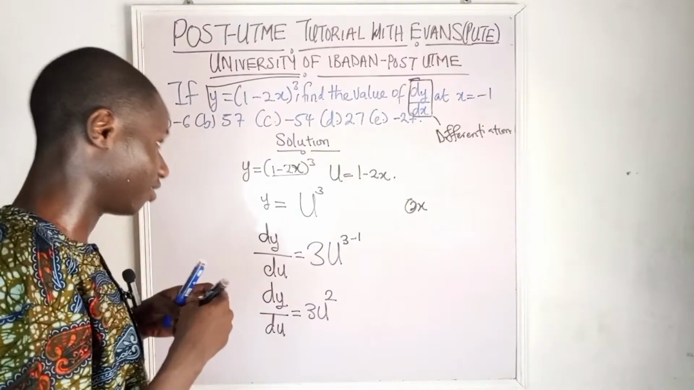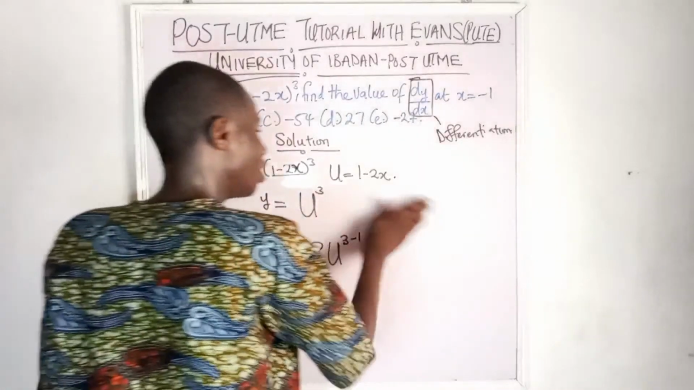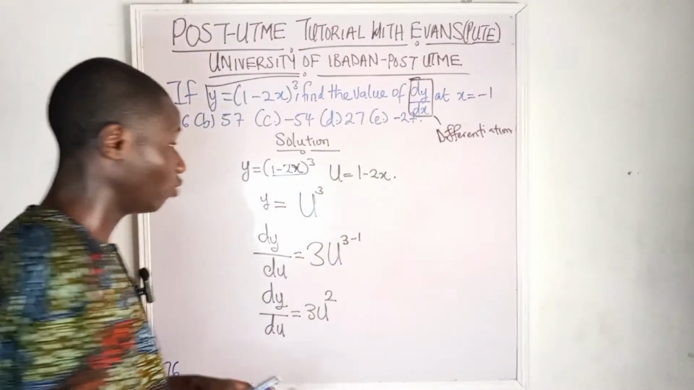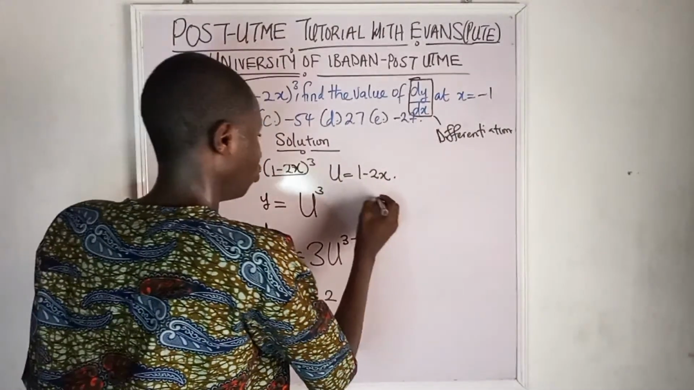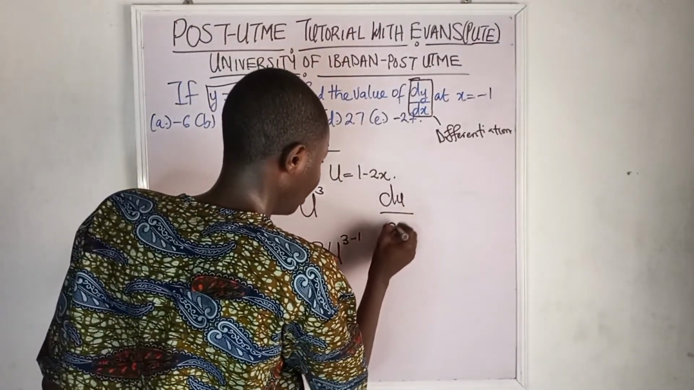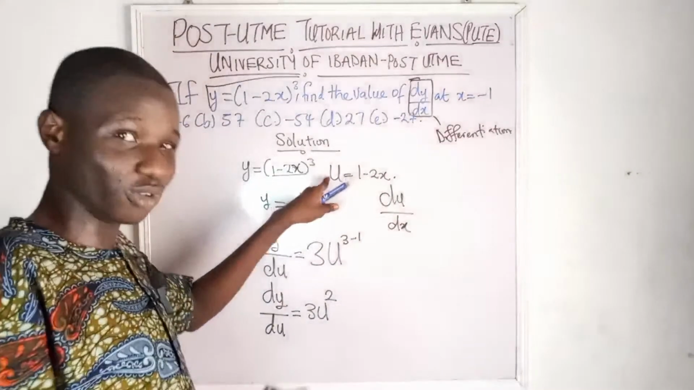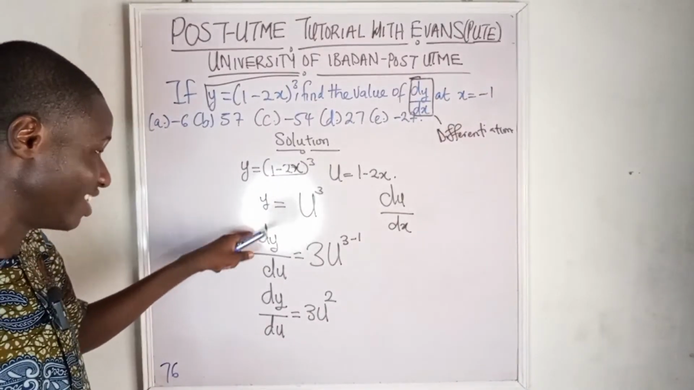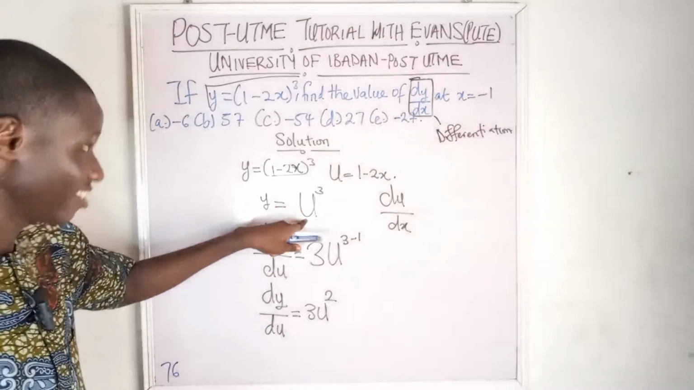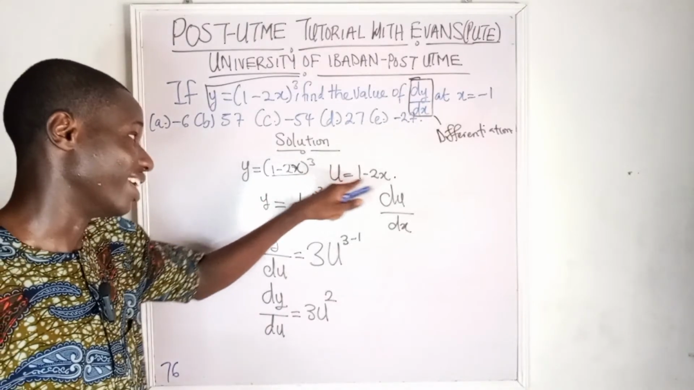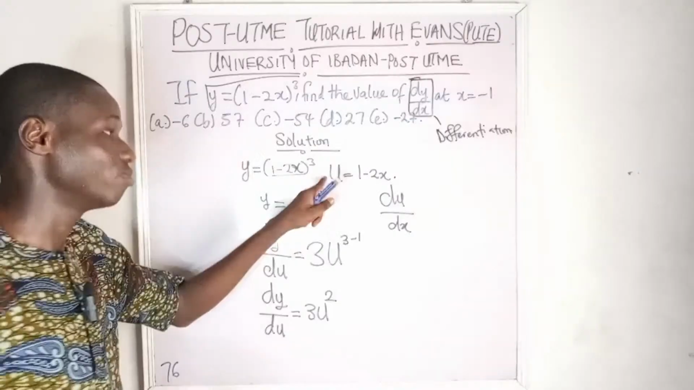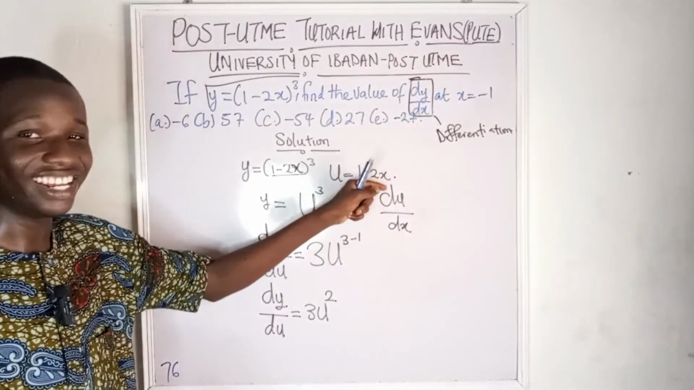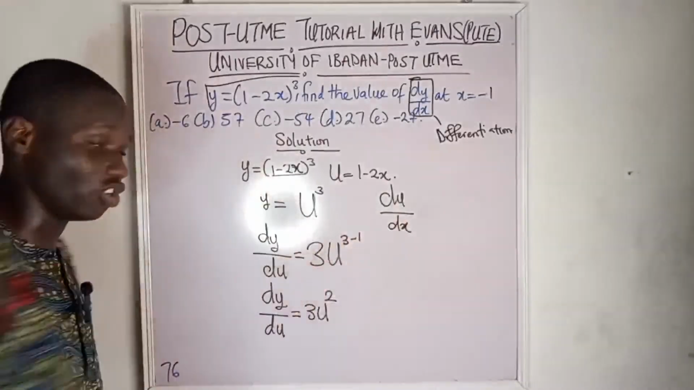So you have differentiated. Now the next thing you have to do is differentiate this 1 - 2x with respect to x, so it will become du/dx. Do you see what we are doing? What is in the front is what we start with. Here, y is in the front, so we say dy/du because u is inside. The same thing here: we want to differentiate u with respect to x, so it becomes du/dx. What is in front of the equals sign will be the numerator.